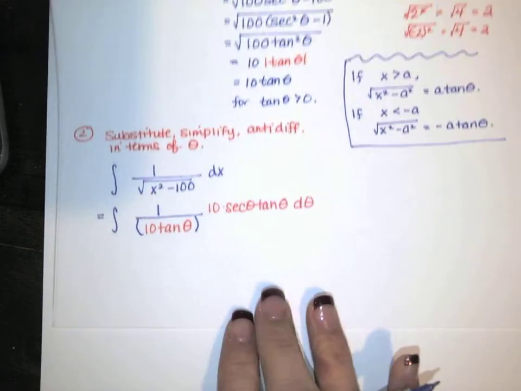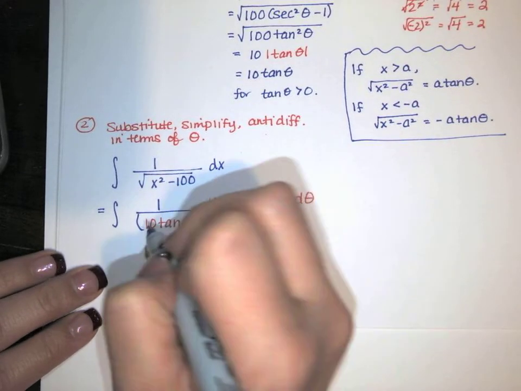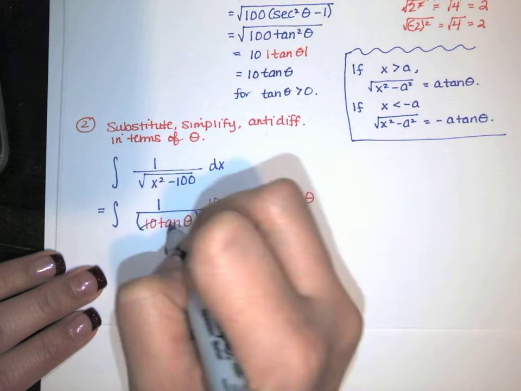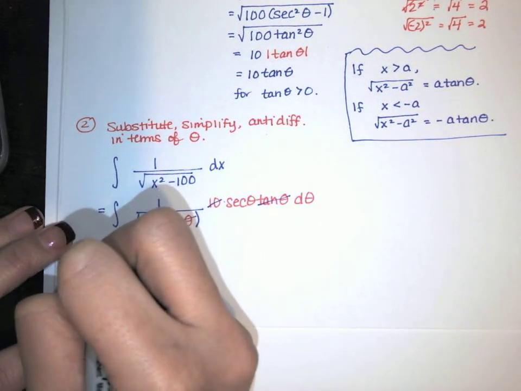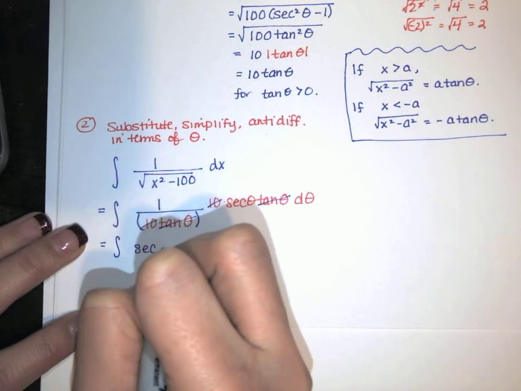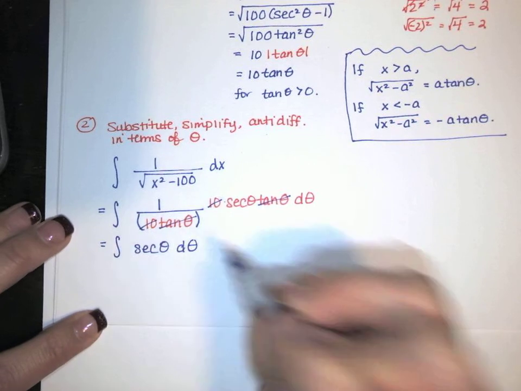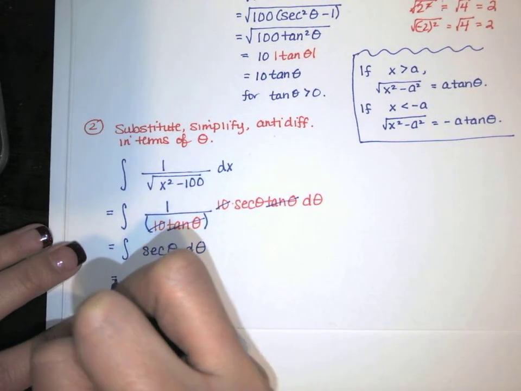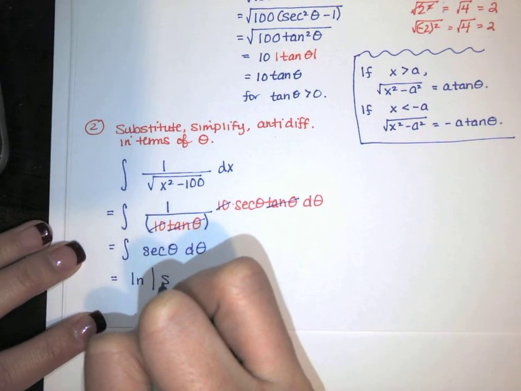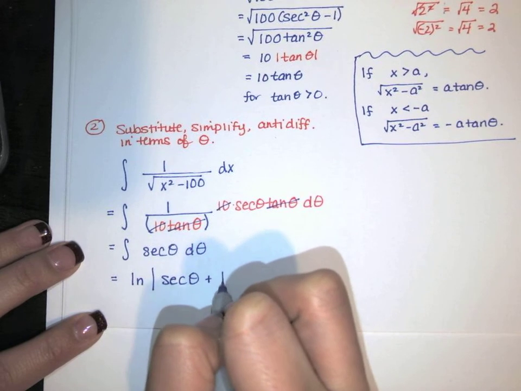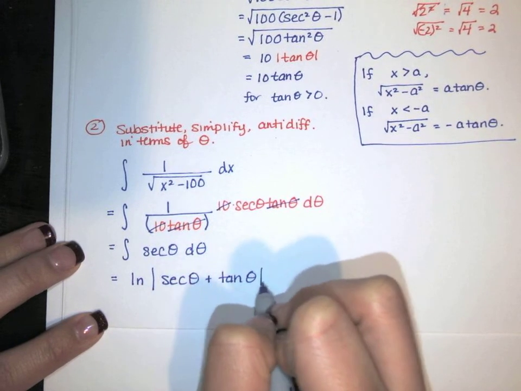Now we're going to simplify and anti-differentiate, hoping we've got a rule. And this time we're pretty lucky. The 10s reduce, the tangents reduce. And of course I've got a rule for secant of theta. It's one of those you might have forgotten. It's natural log of the absolute value of secant of theta plus tangent of theta plus c.